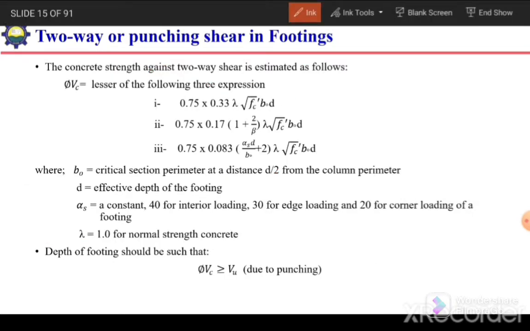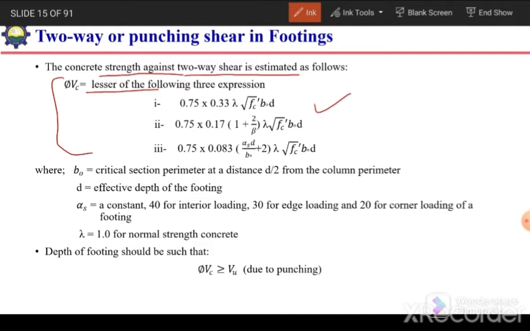Okay, next is how we can calculate the capacity of the footing slab against two-way shear. We can calculate the strength of concrete against two-way shear by using these three formulas, and the lesser of the three will be considered. These formulas are specified in the ACI code, and we have studied the concept of two-way shear in detail in the case of the direct design method.